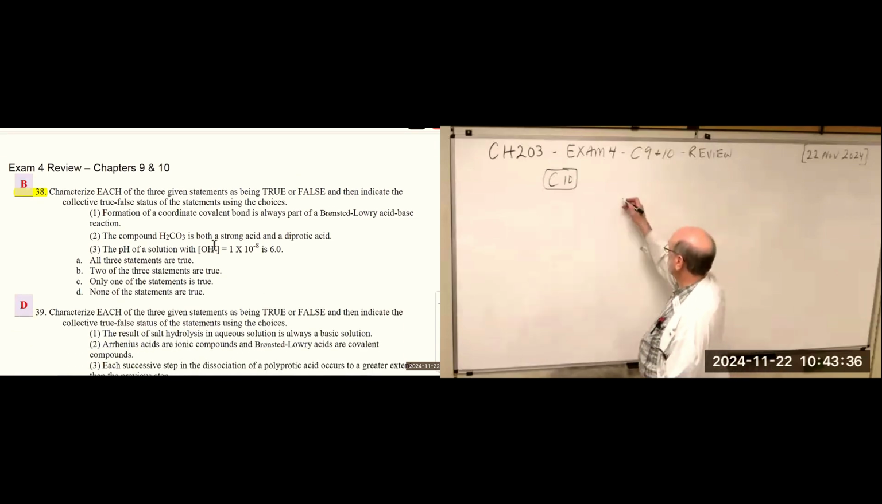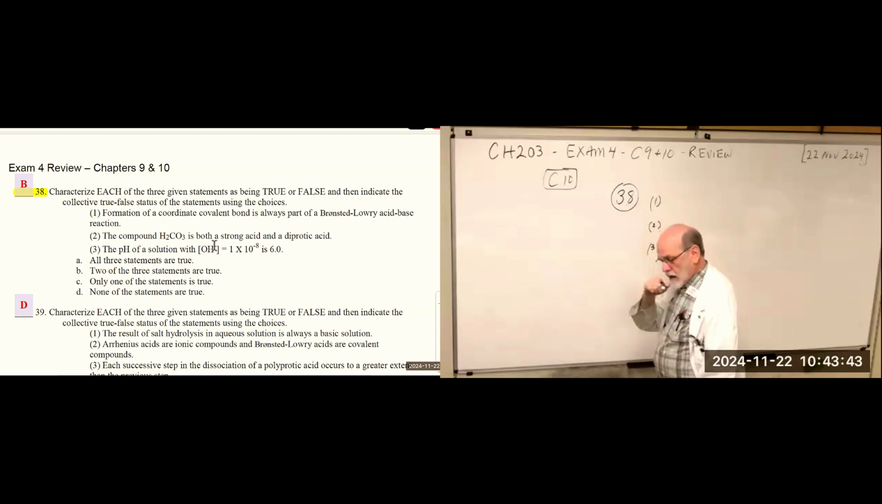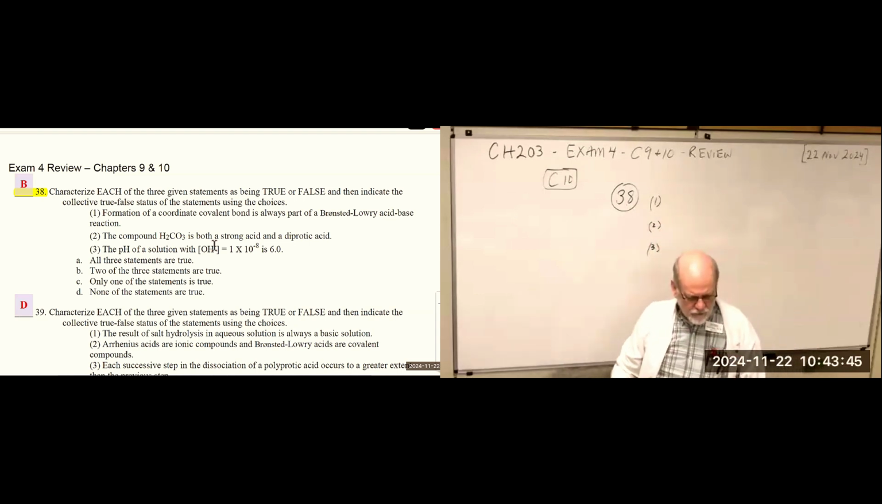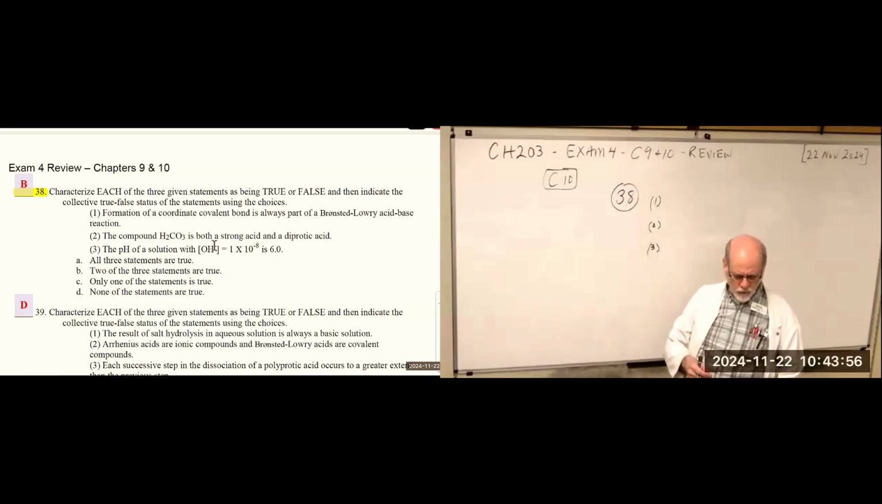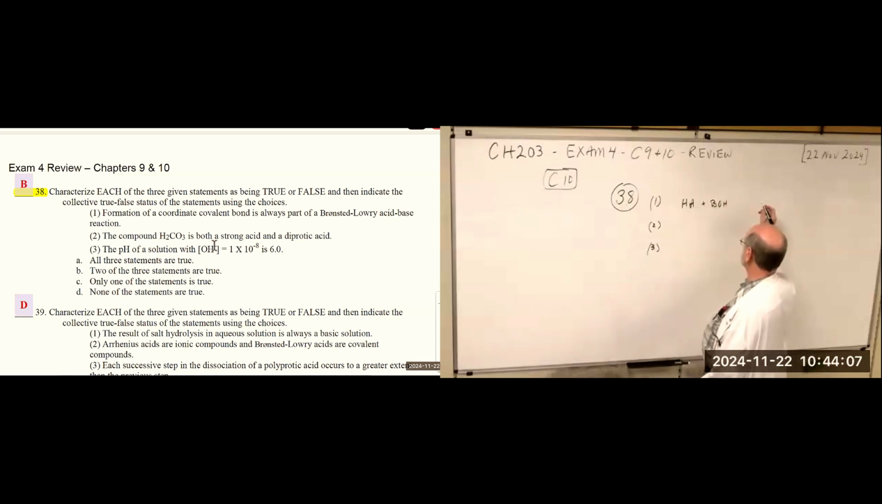38. 1, 2, and 3. Formation of a coordinate covalent bond is always part of a Bronsted-Lowry acid-base reaction. Formation of a coordinate covalent bond. If we have an acid-base reaction, acid-base.